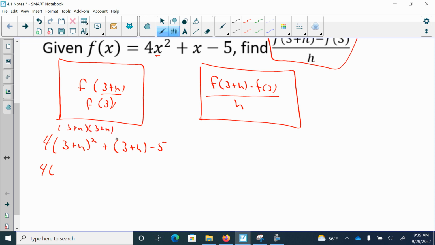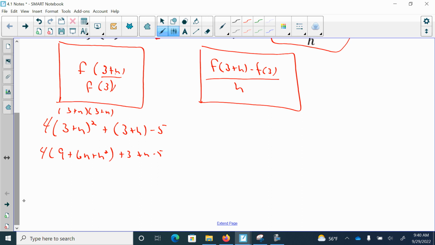I square this, which remember is 3 plus h, which means I have a middle term. Don't forget the middle term. So I'm going to have 9 plus 6h plus h squared when I square that. Everyone good with that? And then plus 3 plus h, I don't need that parenthesis, so I'm going to drop it. Minus 5.